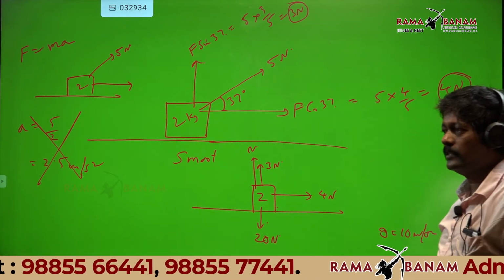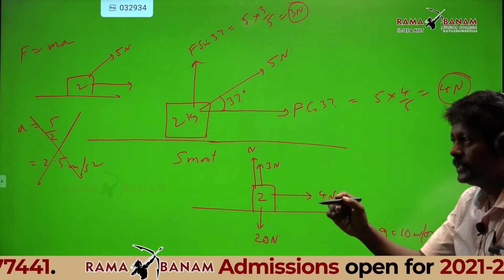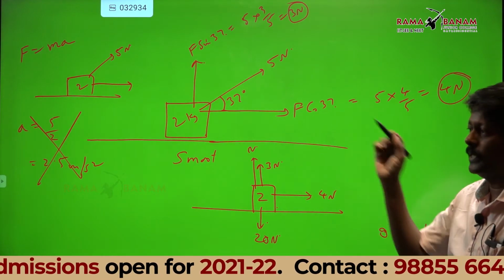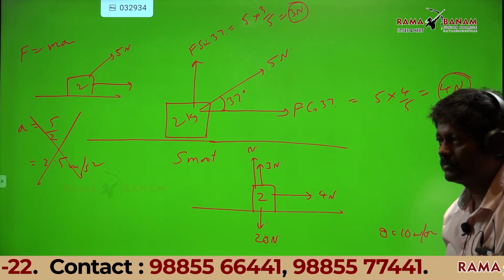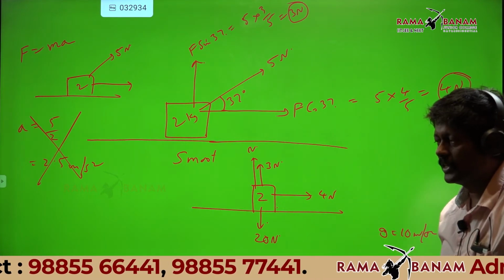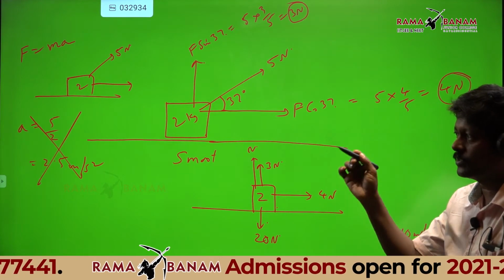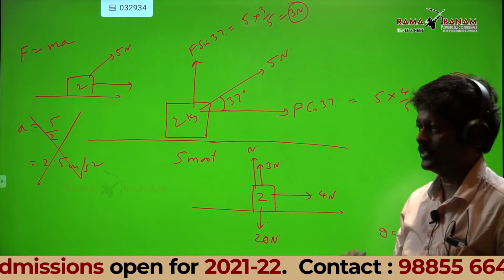You have to take the component of force, 4 Newton, in the direction of motion, then apply F equal to ma, so 4 by 2. You cannot simply take the force and divide by mass. Again I am repeating: take the component of force in the direction of motion, then divide by mass to get acceleration.